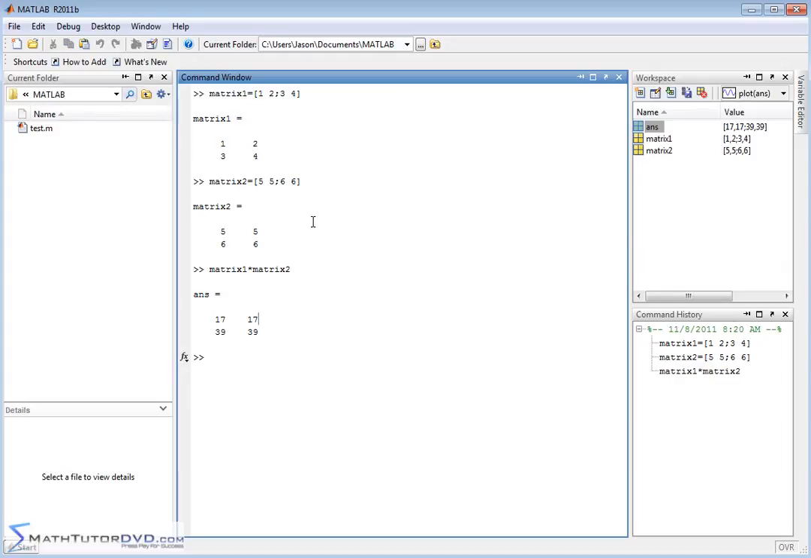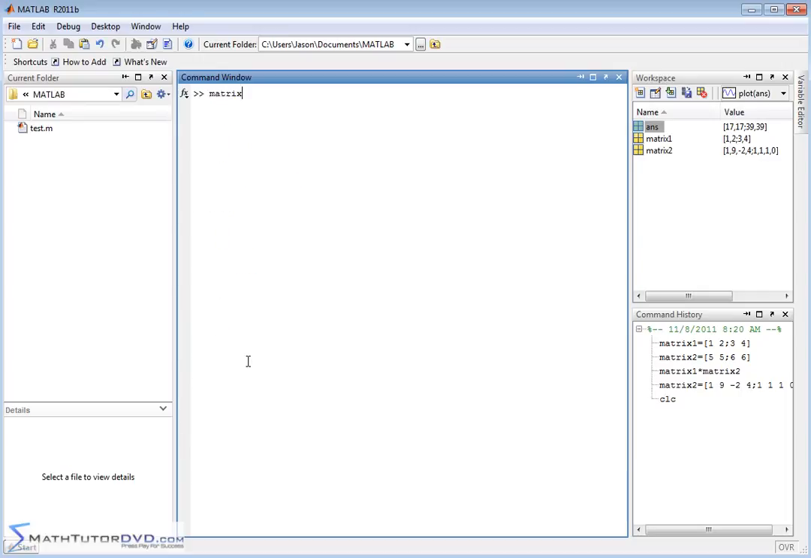For a 2 by 2 matrix, it's not a big deal, but if this were like a 10 by 10 matrix and then another 10 by 10 matrix, that would take a long time for you to do by hand. But the number of columns of the first matrix has to equal the number of rows of the second guy here. So let me change matrix 2 from what it currently is to something else. So we'll do 1 space 9 space negative 2 space 4. And then we'll do a semicolon, 1, 1, 1, 0, something like this. So now matrix 2 is a little different. So let me put them right next to each other, matrix 2.